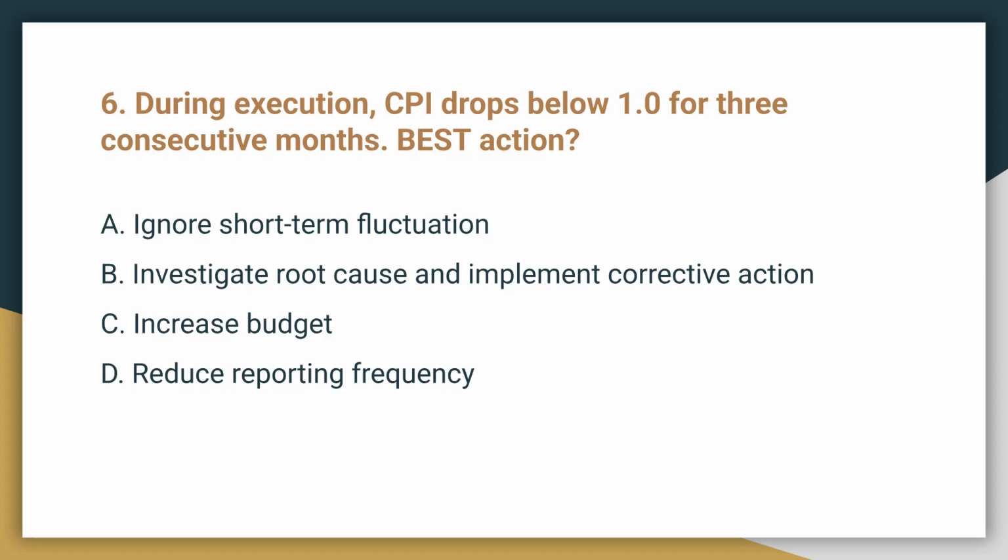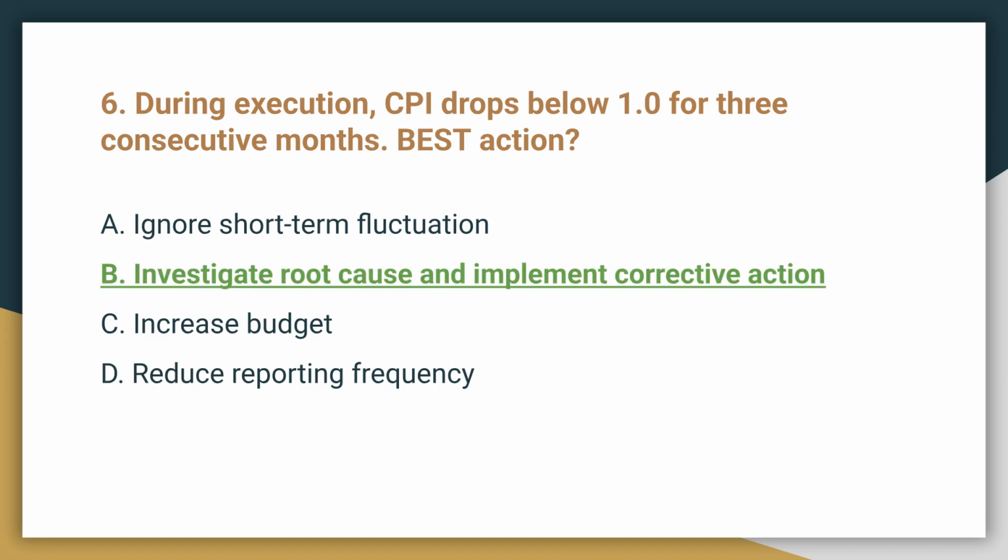Question 6. During execution, the CPI drops below 1.0 for 3 consecutive months. What is the best action? The best action is B, investigate the root cause and implement corrective action. Sustained deviation requires corrective action based on trend analysis in the control costs process.